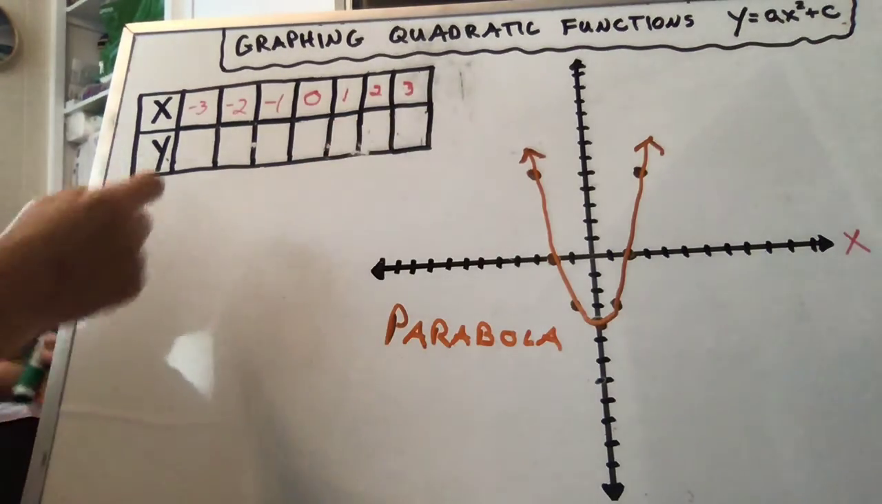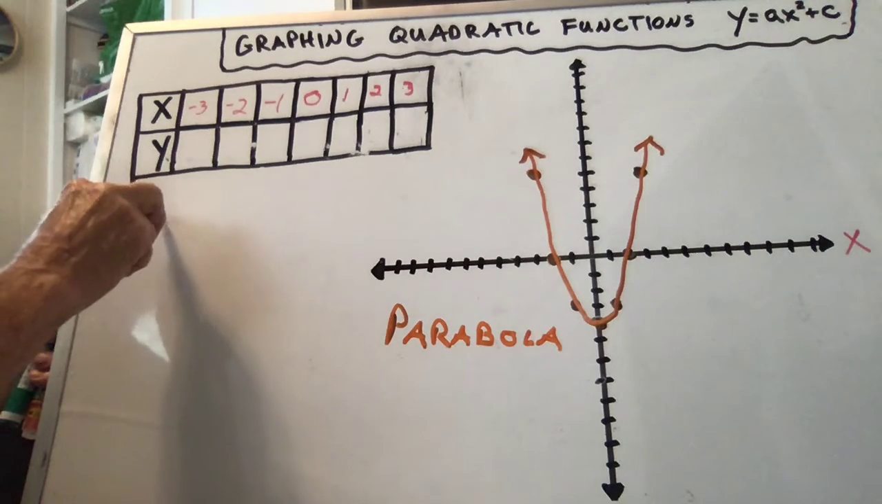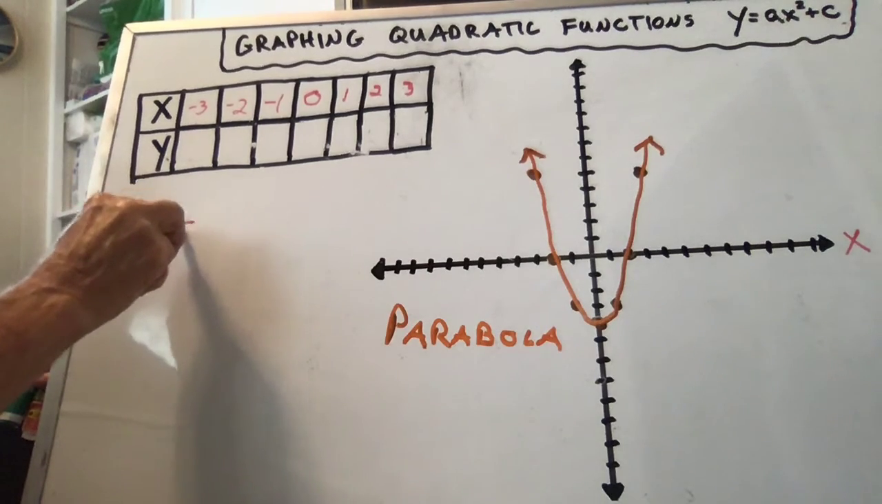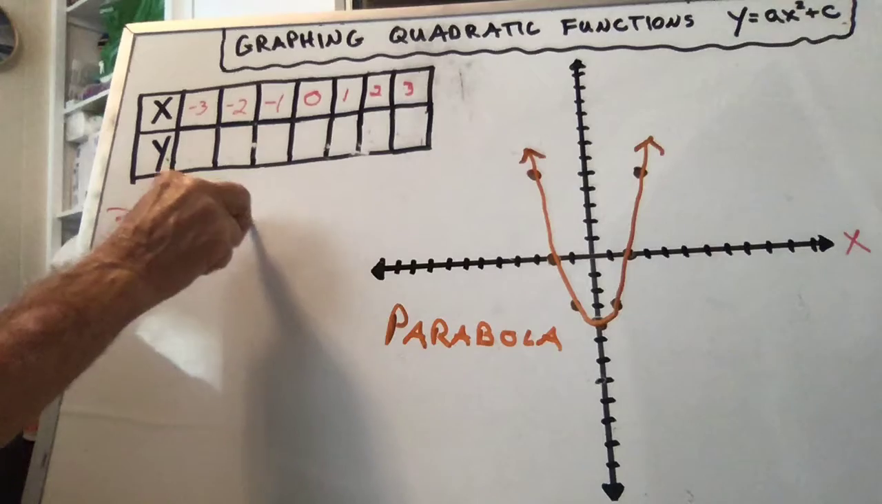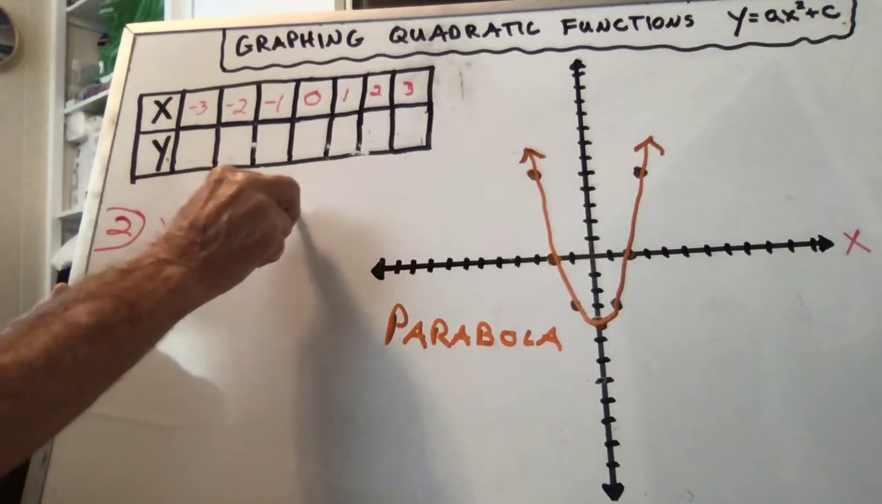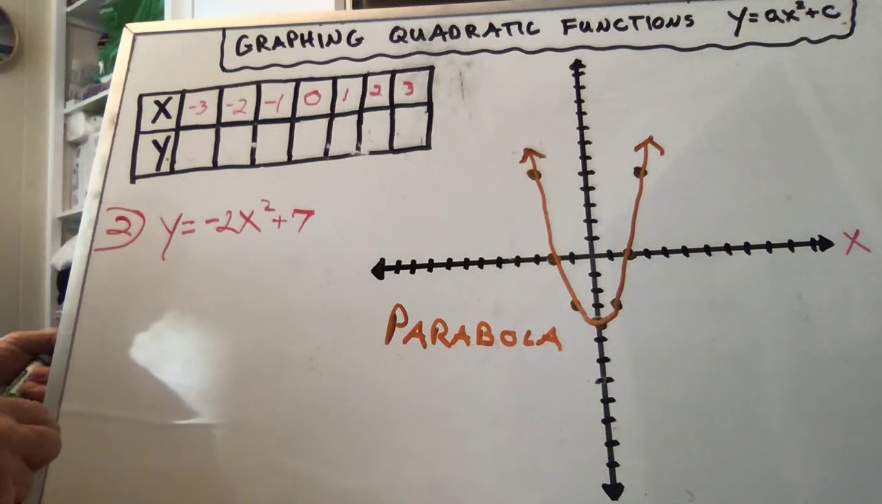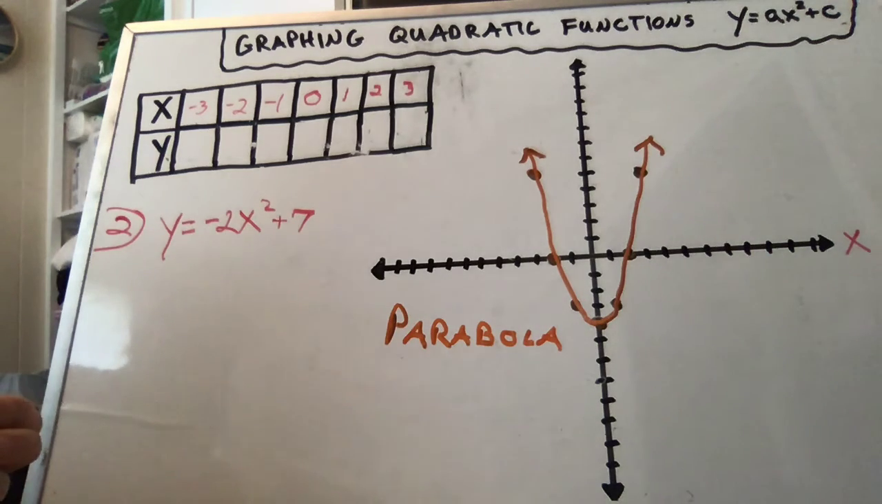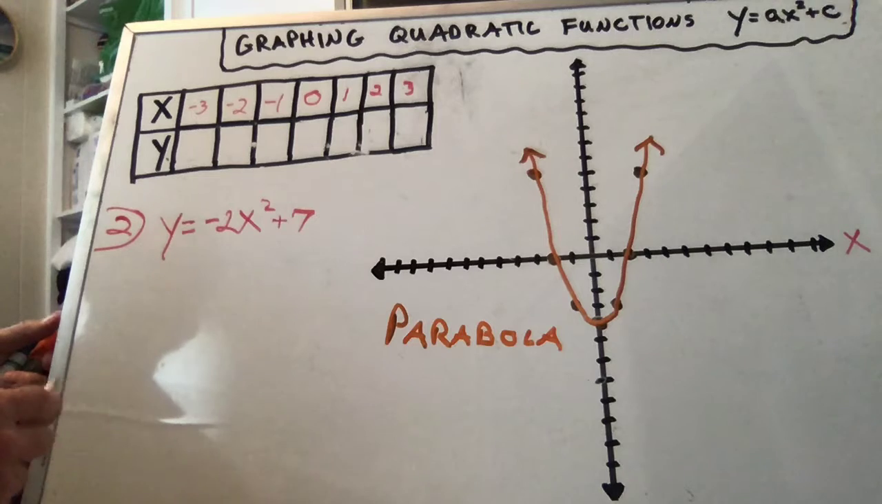Okay, let's do this. Let's do y equals -2x squared plus 7. That's the second example we'll do. That should be enough for one day. You guys all right? I'll show you something at the end. We won't graph it, but I'll show you how to make sure you do something right.